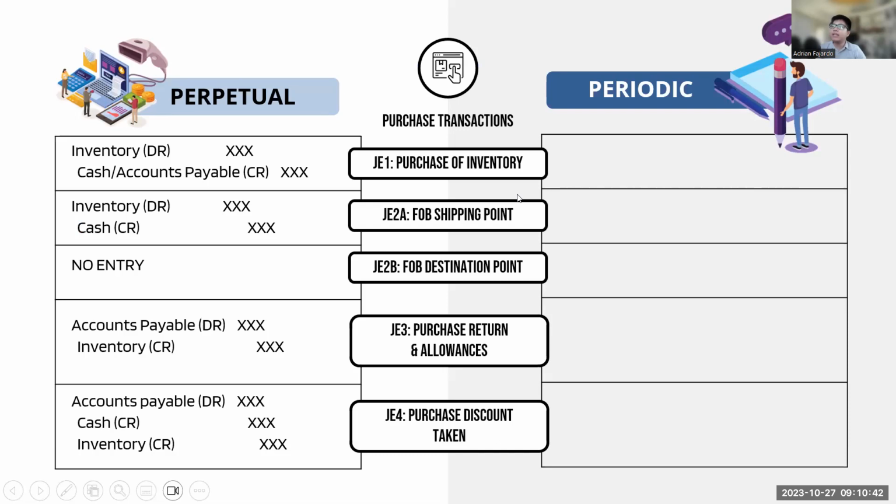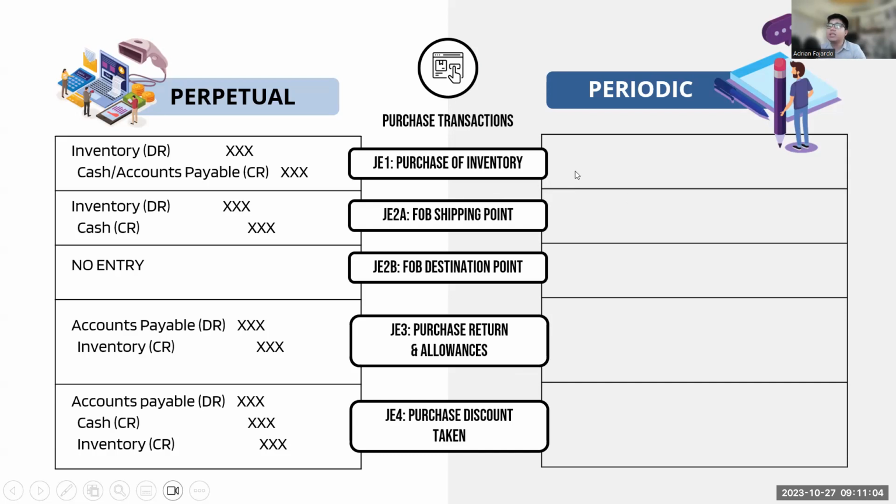Now, ano lang difference ng periodic? I'll be straightforward with you. Pareho lang yung debits and credits niya. Ang nag-iiba lang is the name of the account. Sa perpetual, lahat inventory. Pansinin niyo yun. Debit inventory pag shipping point. Credit inventory. Depende on the PRA and PD.